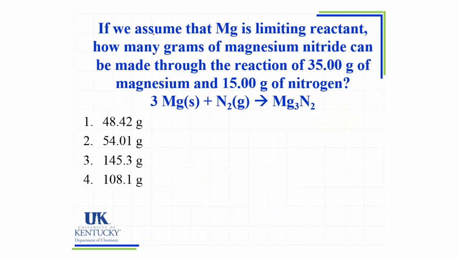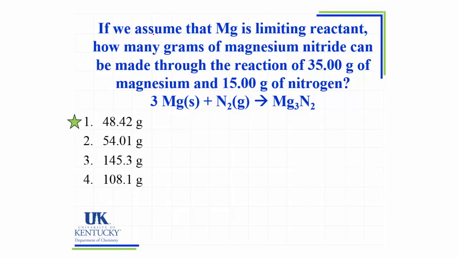Now let's let you try one. If we assume that magnesium is the limiting reagent, how many grams of magnesium nitride can be made through the reaction of 35 grams of magnesium and 15 grams of nitrogen? When we do our calculation, we find that we can make 48.42 grams of magnesium nitride. Just like in our previous example, we're assuming that one substance is limiting. We're going to figure out how much product can be made if that is in fact the limiting reagent.